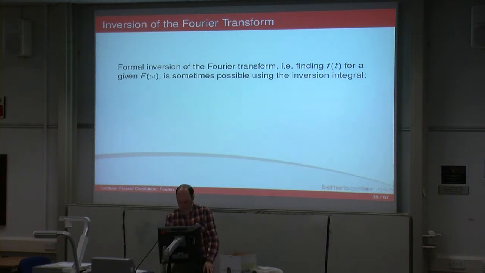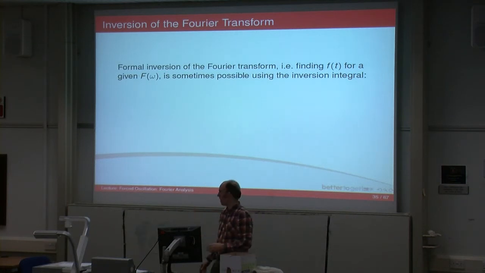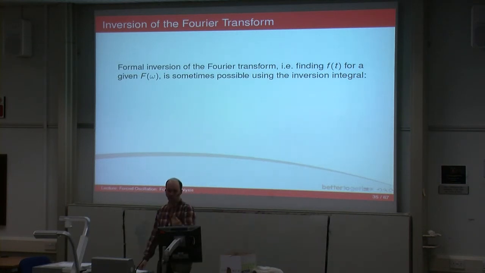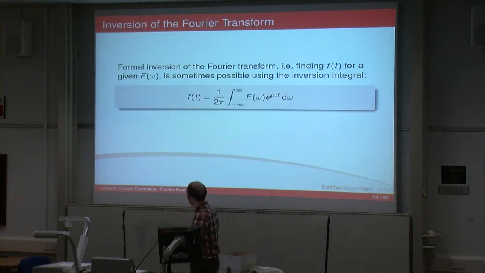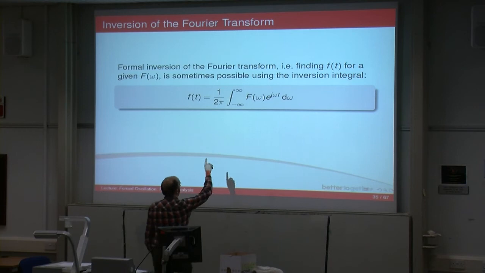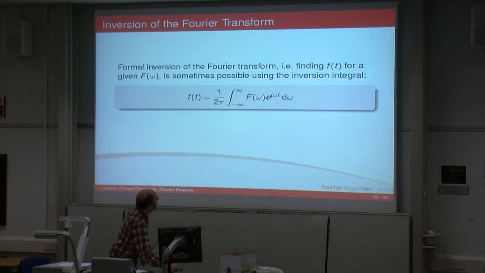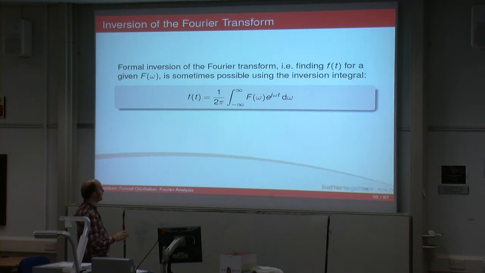Inversion of the Fourier transform. So like I said, we talked about how to get from time domain to frequency domain. This is how to go the other direction. Formal inversion looks like that. It's very similar, except that we've got the plus j omega t, and we've got a 1 over 2 pi in front of it. You stick in your frequency domain function in here, and you get the time domain function essentially.